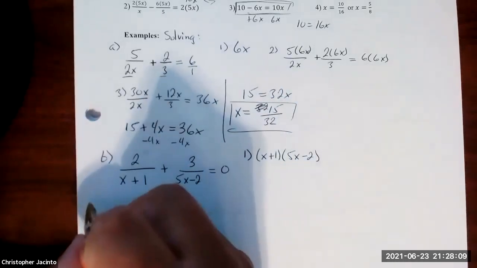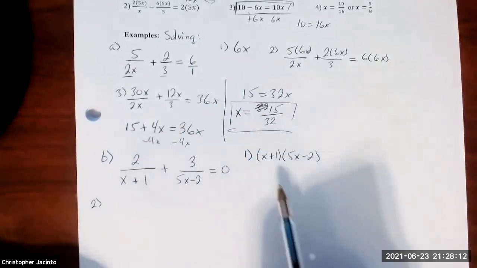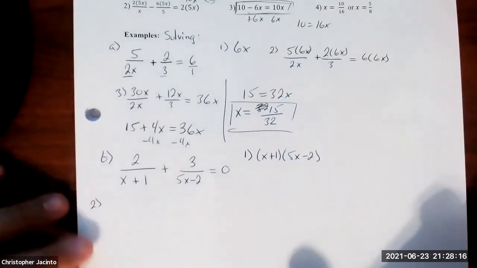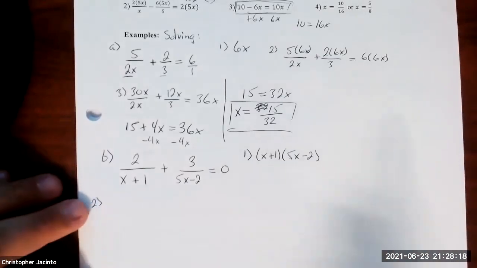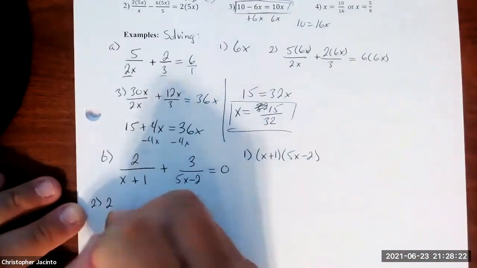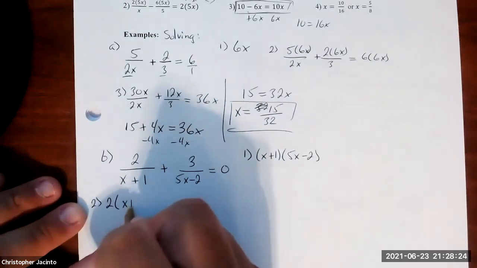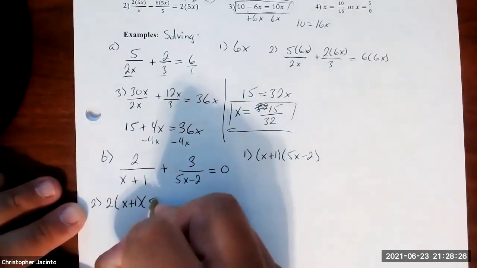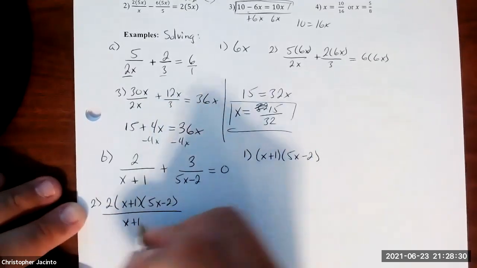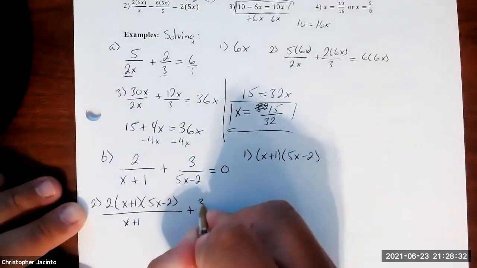So now when we go to step 2, we're going to multiply all the tops by this. So 2 times that and 3 times that. But again, I'm not really going to multiply just yet. I'm just going to write it as if I'm multiplying. So in other words, like this step here. So it'd be 2 times x plus 1 times 5x minus 2 all over x plus 1. And same thing on this side here.